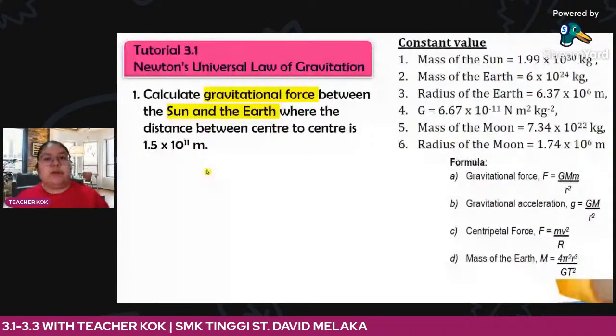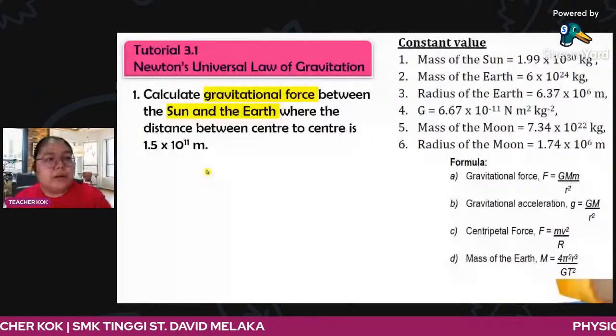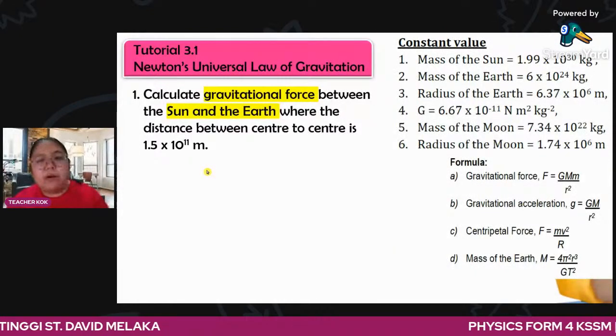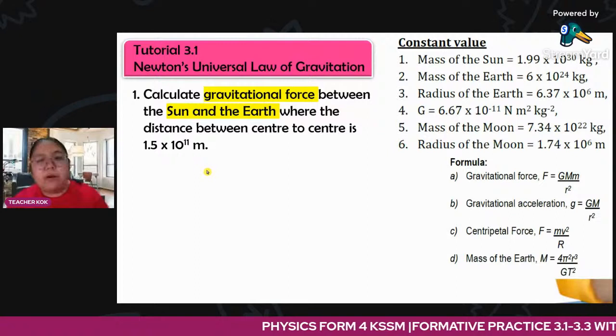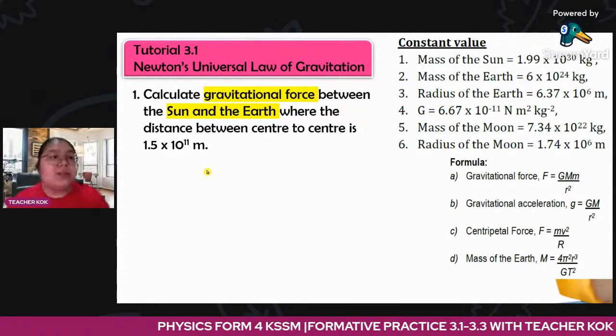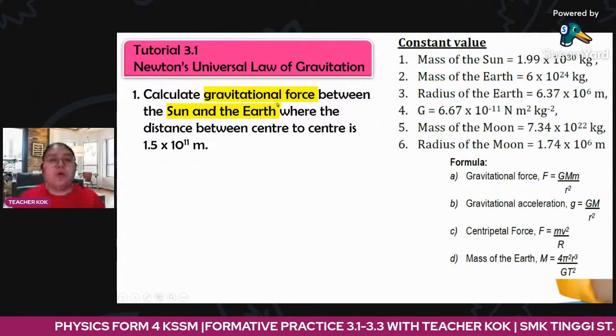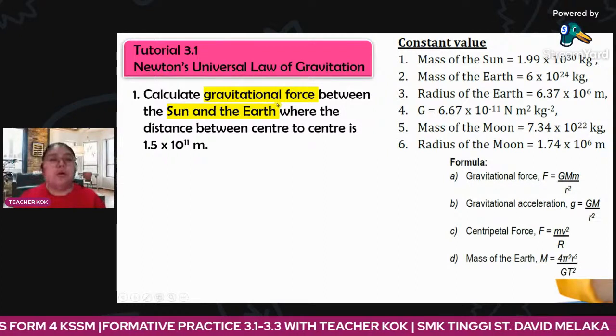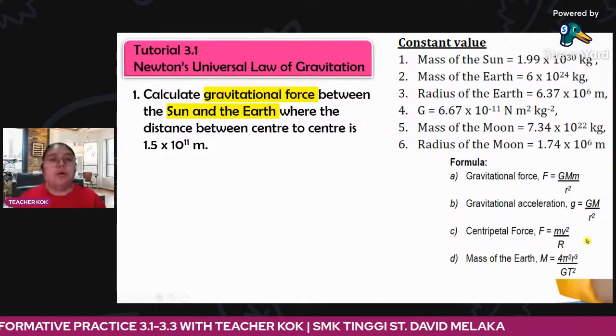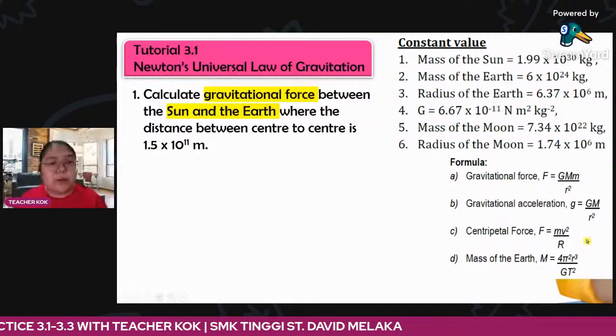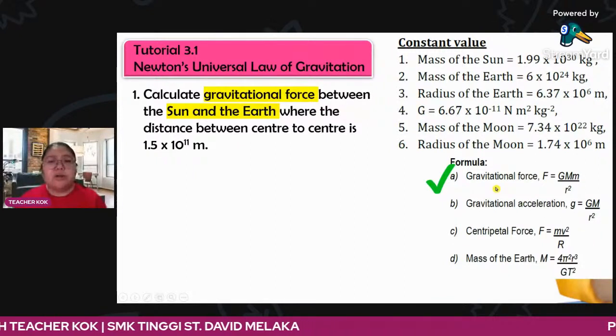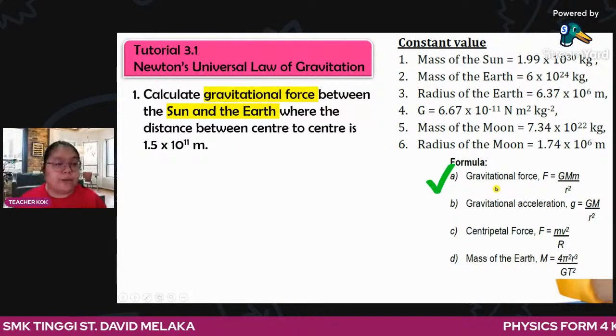Okay, so this one is tutorial 3.1 from your exercise. So I just go through it very fast because you already did it. You need to check the answer only. First one, gravitational force. They want to find the gravitational force. So from here, you need to choose the formula for gravitational force. So we choose number 1, gravitational force. Then I apply all the things I just put in.